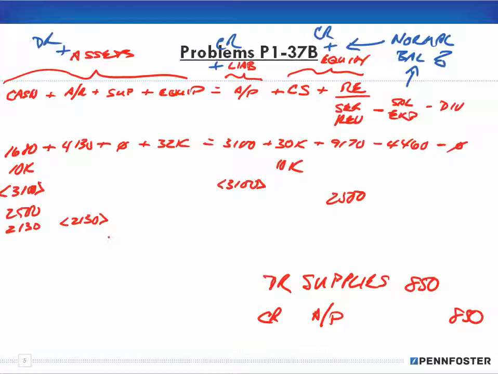So I post that entry to the ledger account. So I have 850 because it went from 0, increased to 850. And since it's on account, my accounts payable is increasing 850. Okay, that's my credit to accounts payable.